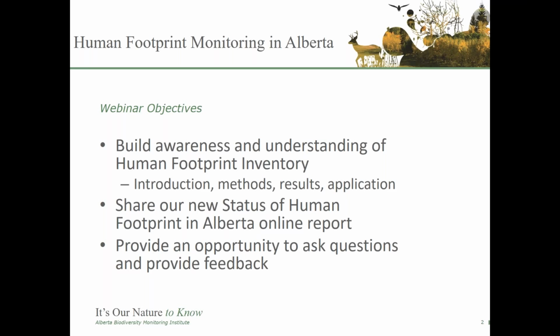Secondly, I'd like to introduce you to our new online reporting format. In the past, ABMI has produced print reports, but we are now moving away from this into the realm of online reporting. Online reporting allows us to have more flexibility with the reports. They're basically living documents that we can update over time. We're also designing them to be interactive and easy to navigate, so you can more easily find the information that you're most interested in. Our first entirely online report is the Status of Human Footprint report, which we developed earlier this year, and I'll walk you through that quickly in a bit.